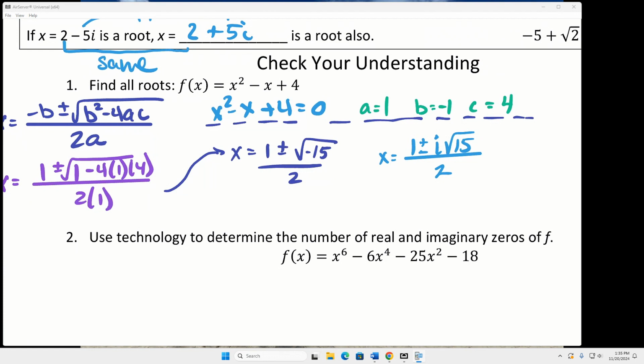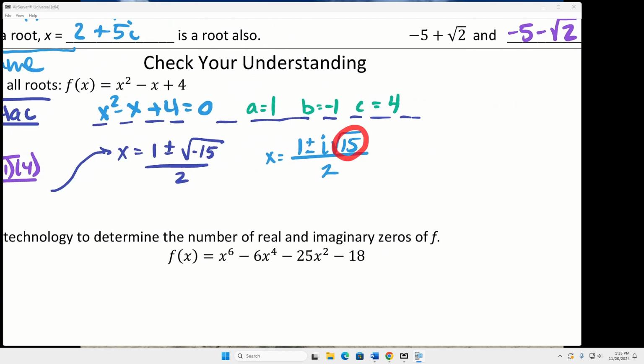And then as long as there's not a perfect square that divides evenly into 15, then we're done. So the only perfect squares that are smaller than 15 are 4 and 9, and 1 doesn't count. Will either one of these divide evenly into 15? No. So that's it.